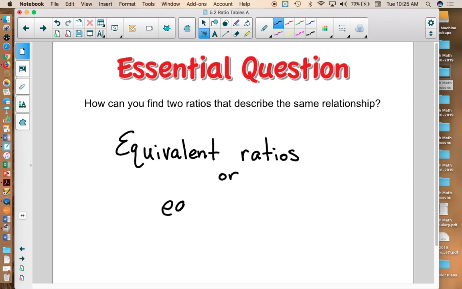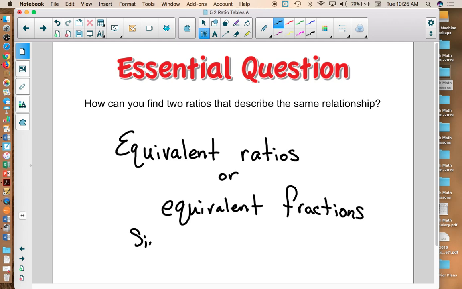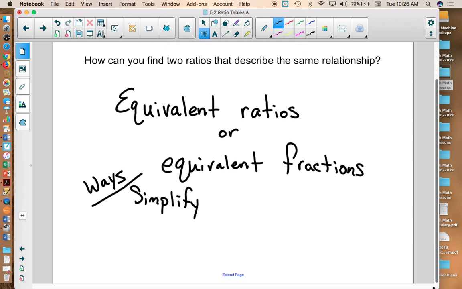Is it the same thing as this? Are equivalent ratios and equivalent fractions the same thing? They sure are. So if you can figure out if 2 fractions are equal, you can figure out if 2 ratios are equal. Yeah, I could possibly use simplify. That'd be one way. Okay. What would be another way?